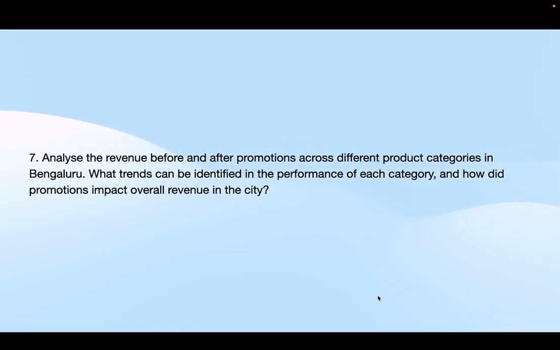And the seventh one is: analyze the revenue before and after promotions across different product categories in Bengaluru. What trends can be identified in the performance of each category, and how did promotions impact overall revenue in the city?